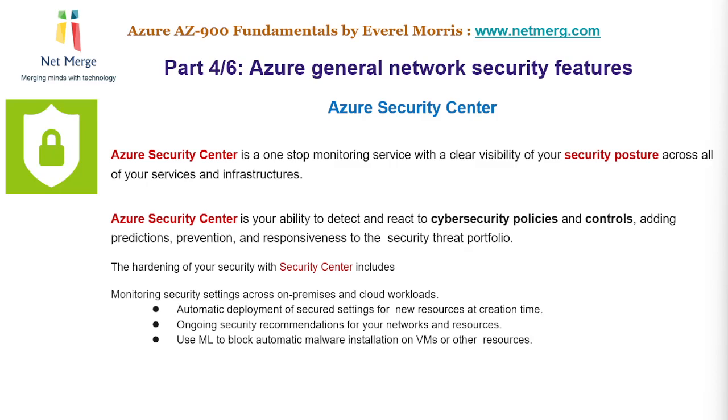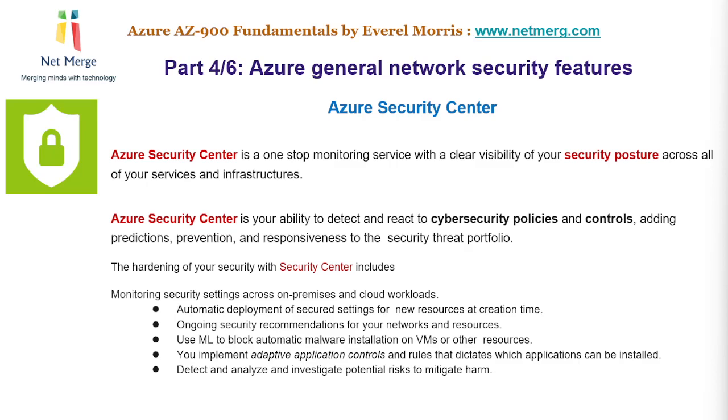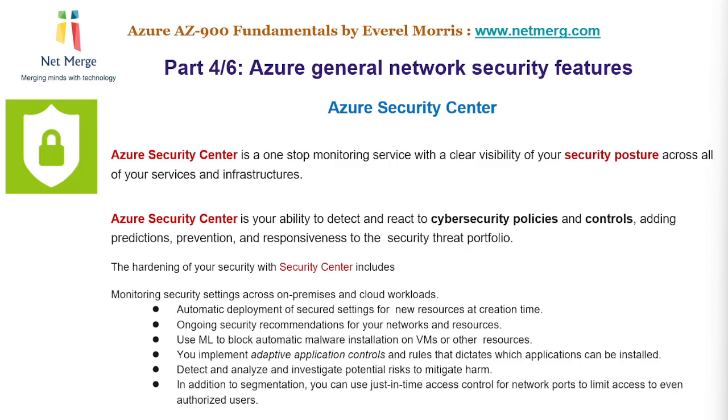You also get machine learning. You can use machine learning to block unauthorized malware installation, or any installation for that matter, on your virtual machine or resources. You can also implement what are known as adaptive application controls, which are rules that dictate which applications can be installed and which cannot. You get that control from your Security Center as well. You're also able to detect, analyze, and investigate potential risk, so you can mitigate vulnerabilities, harm, and risk downstream. In addition to that, you get isolation and segmentation that you can use.